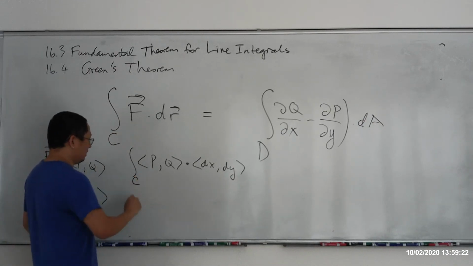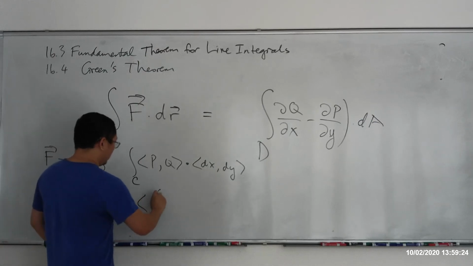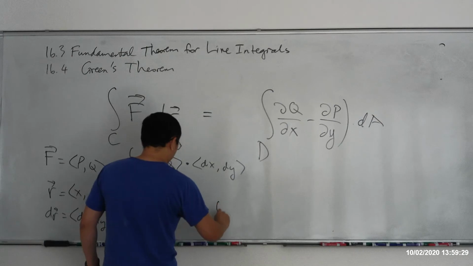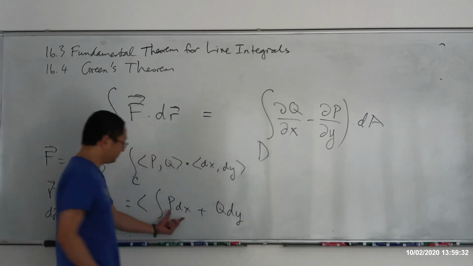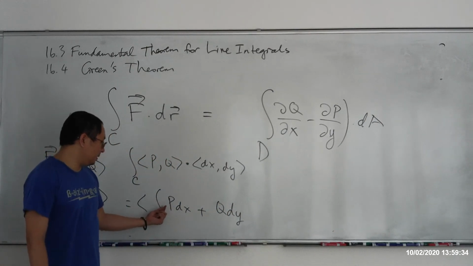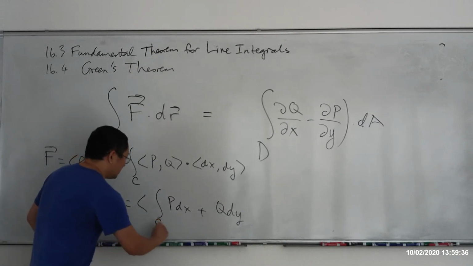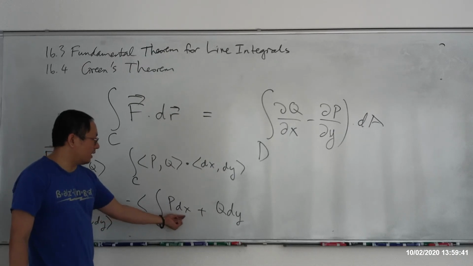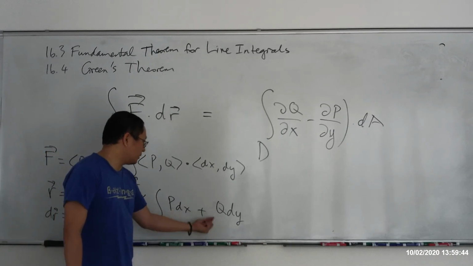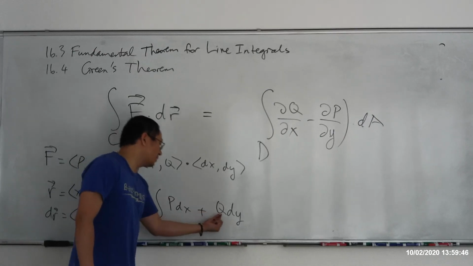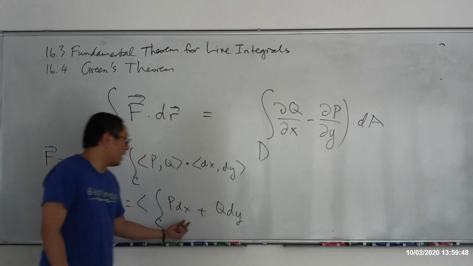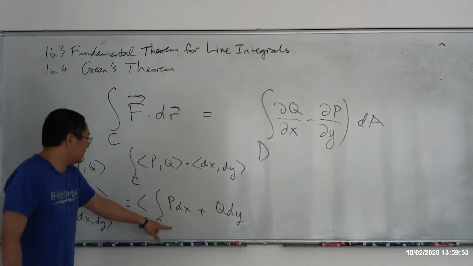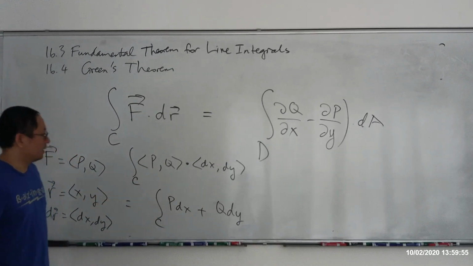On a closed curve C, this is nothing more than the integral of P dx plus Q dy. So the line integral over curve C of the function P with respect to x, plus the line integral of the function Q with respect to y. You add them up, and it's the same as this one. This is a shorter way of writing it, and many books write it this way. It's the same.